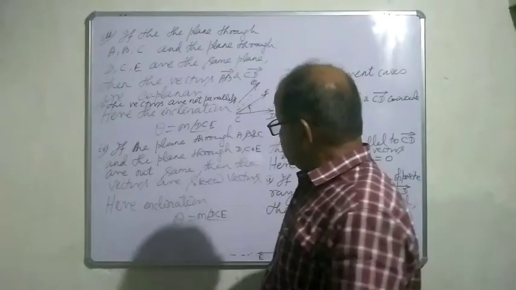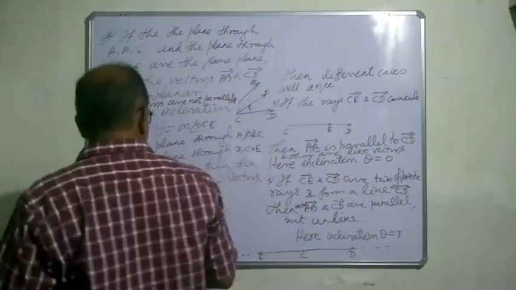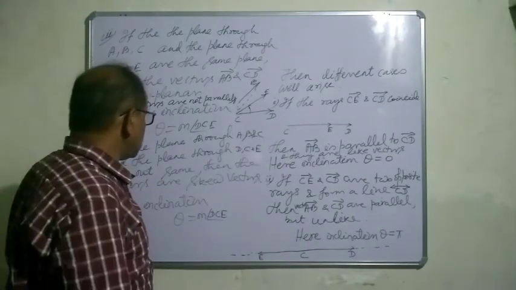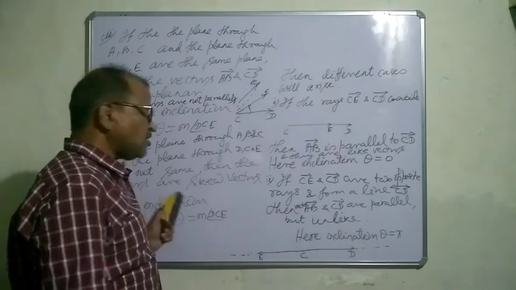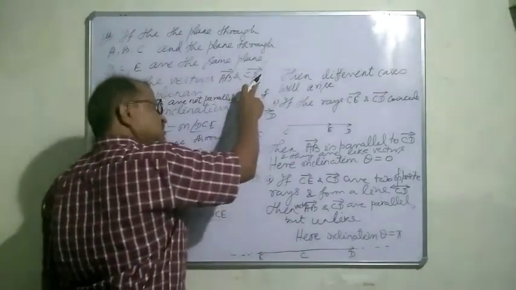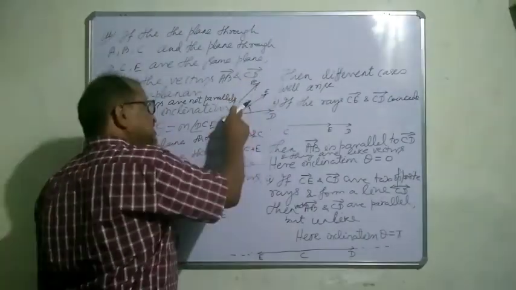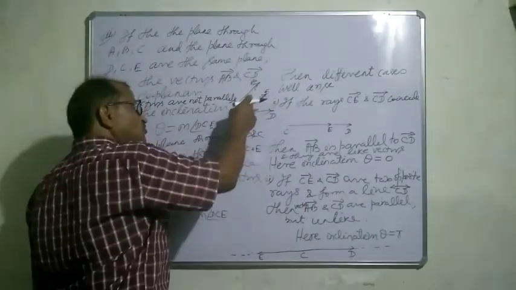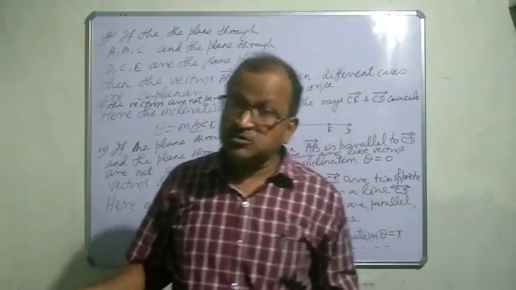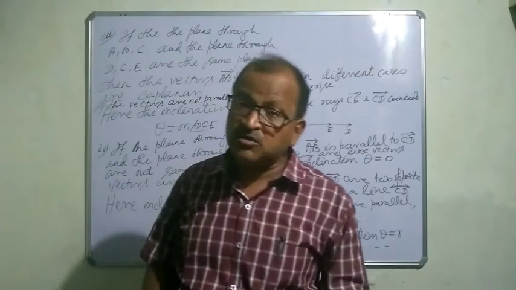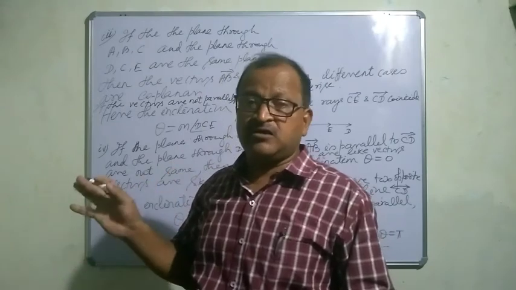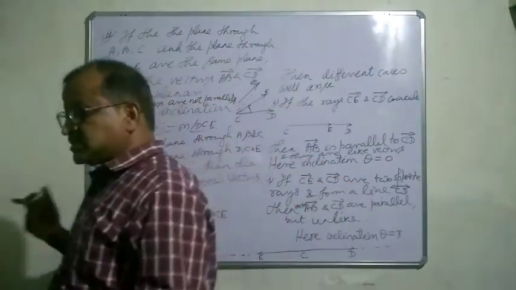Okay. Similarly, if these two vectors are not coplanar, then they are called skew vectors. When they are not coplanar, that is, if the plane through ABC and the plane through CD are not the same, then these two vectors AB and CD are not coplanar vectors and they are called two skew vectors.